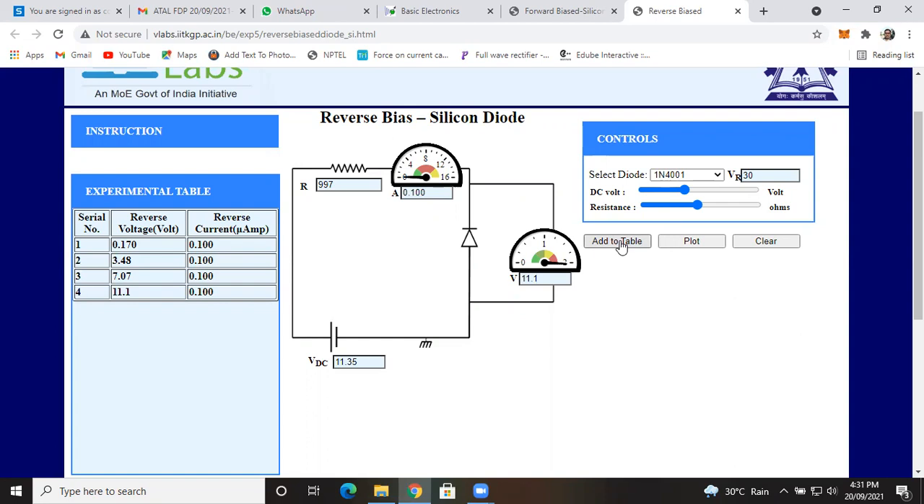Micro means 10 raised to minus 6, because practically no current flows through the reverse bias diode. So if you observe the current flowing through the PN junction diode, it remains constant. That's why it is called the reverse saturation current. Saturation current means it will not increase even though you increase the external reverse bias voltage. The current flowing through the reverse bias diode does not increase, and it has a very negligible value, 0.1 micro, meaning 10 raised to minus 6 ampere. So this is the property of a silicon PN junction diode.